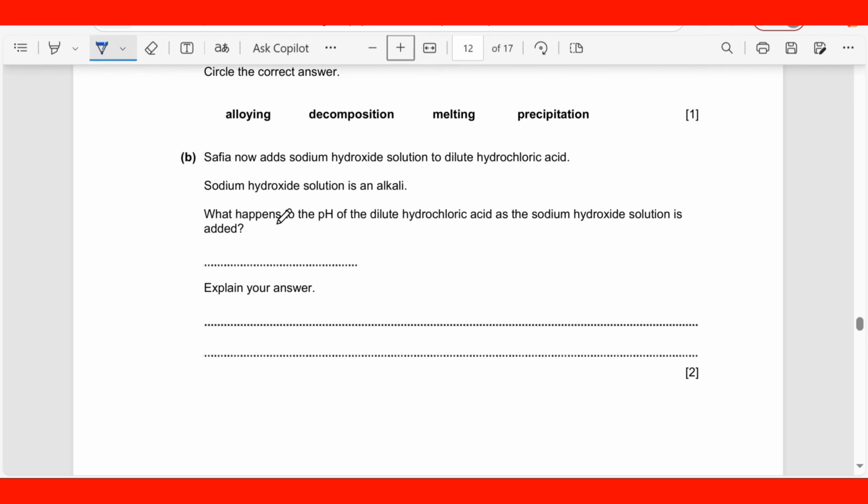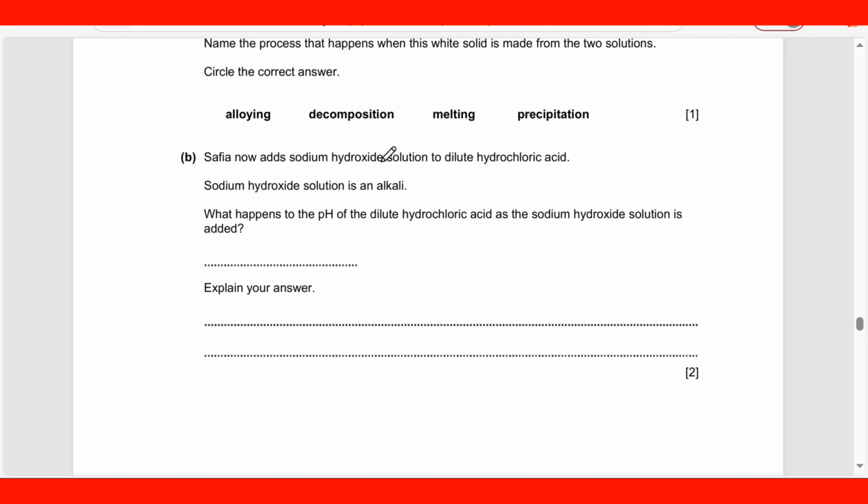Let's move on. Okay, now we are in 10b. Xavier now adds sodium hydroxide solution to dilute hydrochloric acid. Sodium hydroxide solution is an alkali. What happens to the pH of the dilute hydrochloric acid as the sodium hydroxide solution is added?